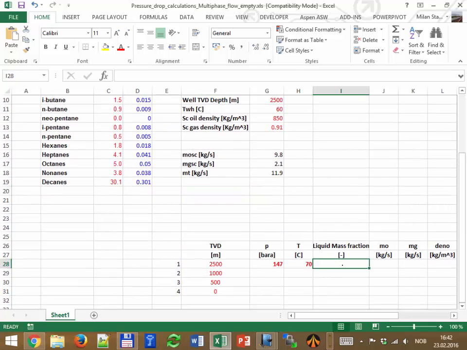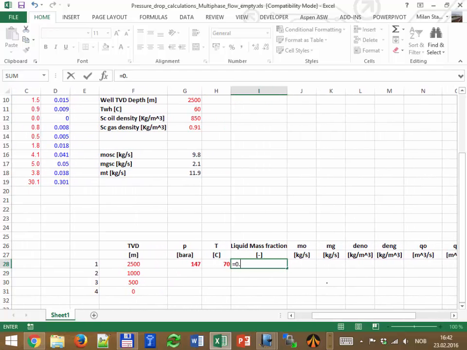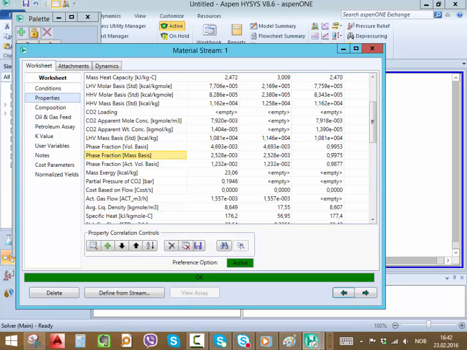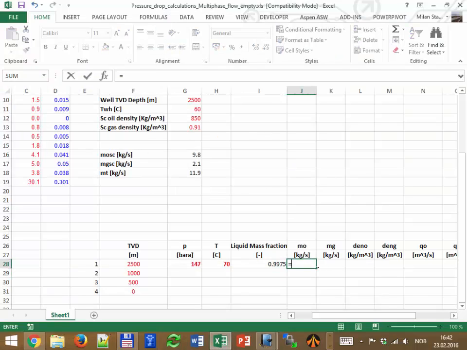Okay, and here I have told you liquid mass fraction. Actually, here I can fill that information for the first point. 0.9975. Is it like that? Yeah. Now the mass rate of oil is equal to the total mass flow rate times liquid mass fraction. And the gas is just equal to this number minus the oil, right? Okay, that gives me maybe a very small value, 0.03.